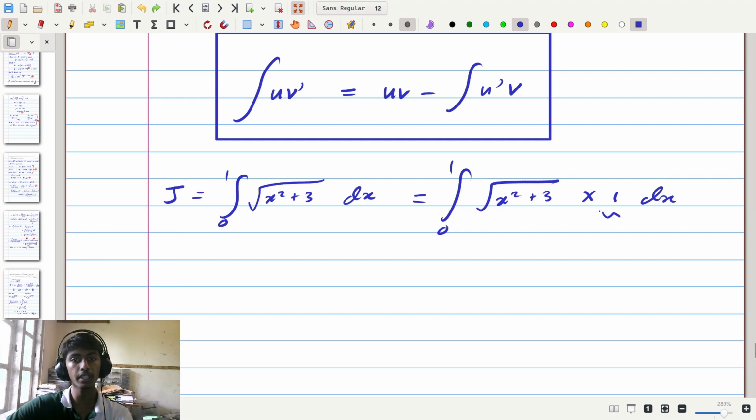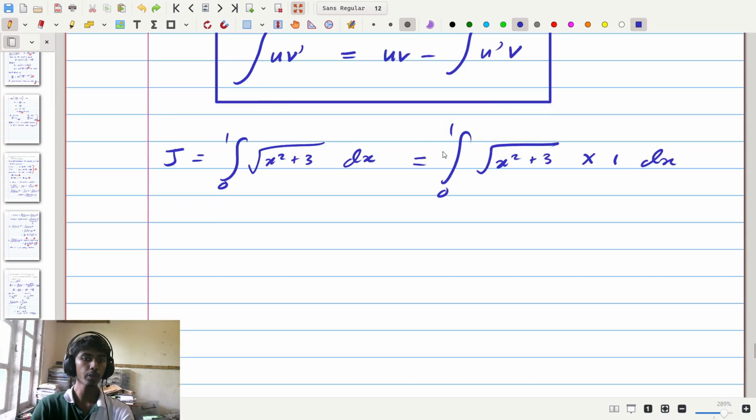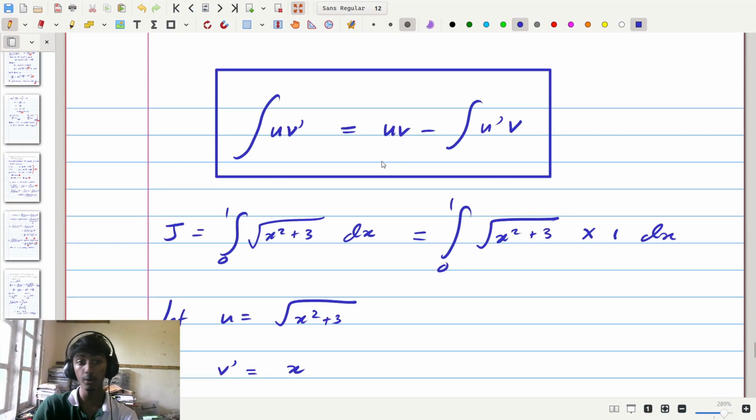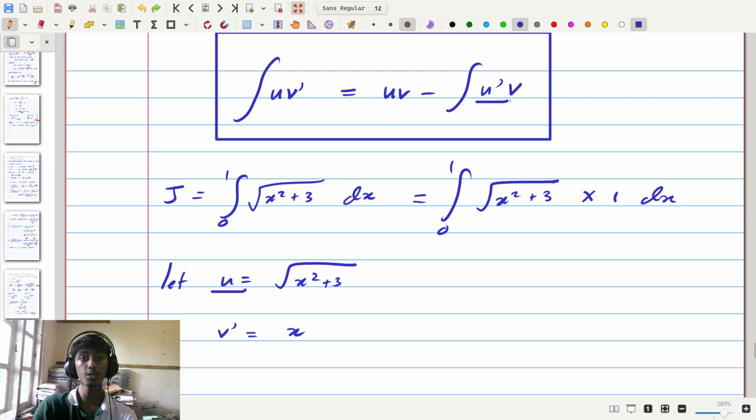And with that, I could take this other function as being v prime, and I easily know how to integrate 1, so therefore this is not a problem. So what I'm going to do here is let u be equal to the square root of x squared plus 3. I'm going to let v prime be equal to x, and in this case, in order to use integration by parts, I also need to find, based on u prime and v prime, v.